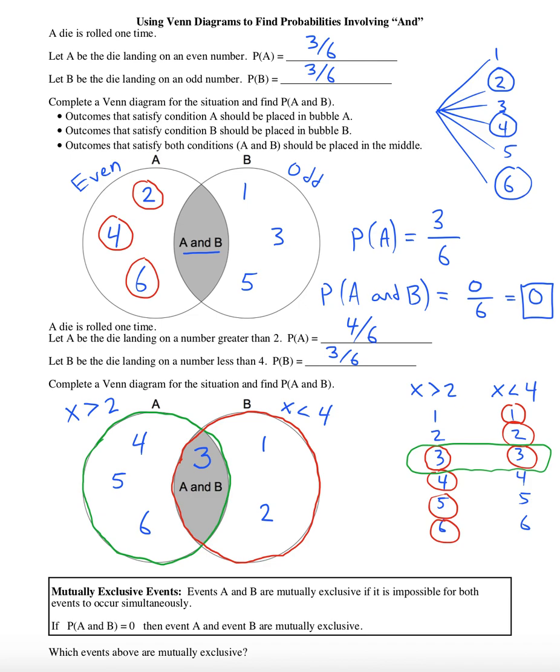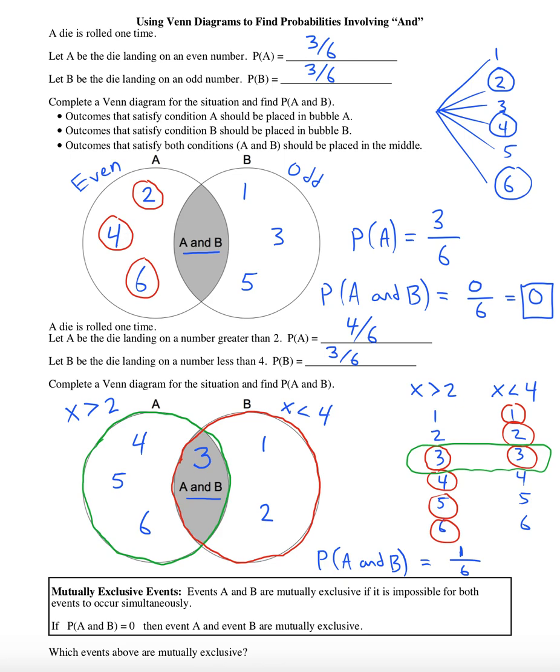All right, lastly, let's find the probability of A and B. Our successes this time will be anybody who's in this middle region. And there is one. So our numerator will be a 1. Our denominator will be a 6. And our probability of A and B is 1 in 6.